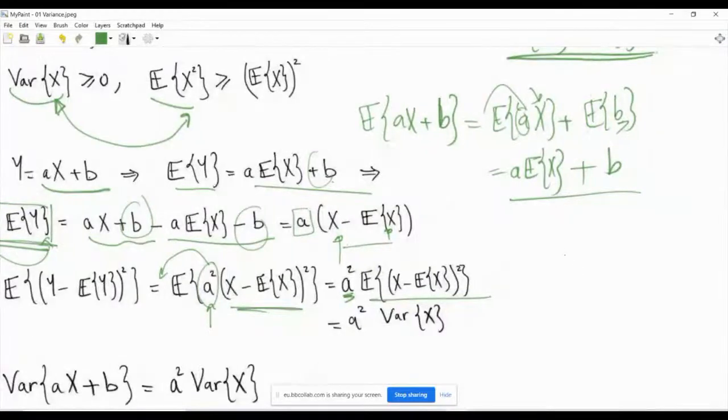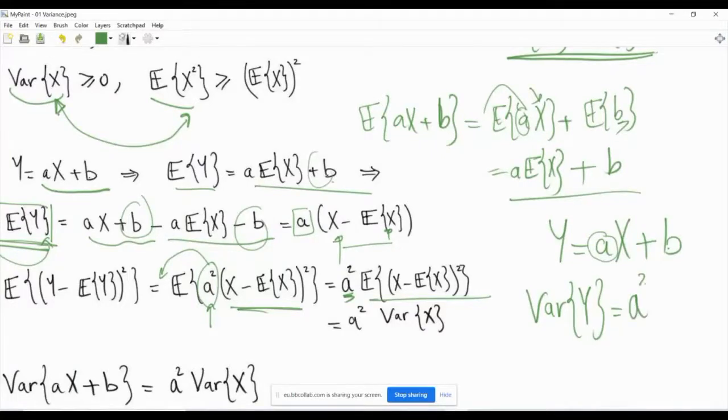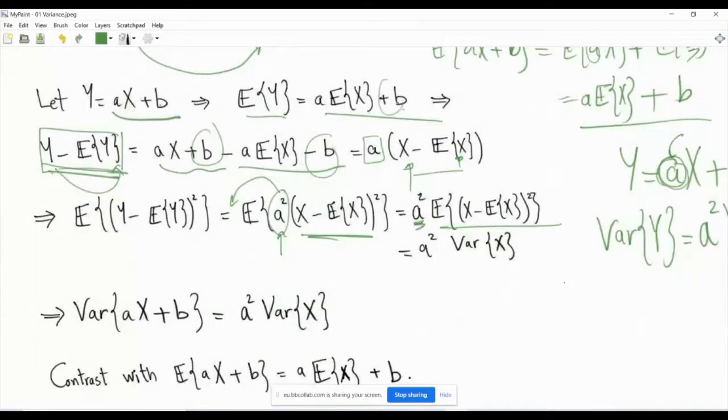So here is a very nice result: if y is equal to ax plus b, then the variance of y is regardless of b. So the result is independent of b. b will always cancel out if you are interested in the variance of y. And then this constant here is squared, so you will get a squared variance of x. Okay, so if y is equal to ax plus b, where a and b are constants, then the variance of y is the variance of x multiplied by the square of this number, which is a.